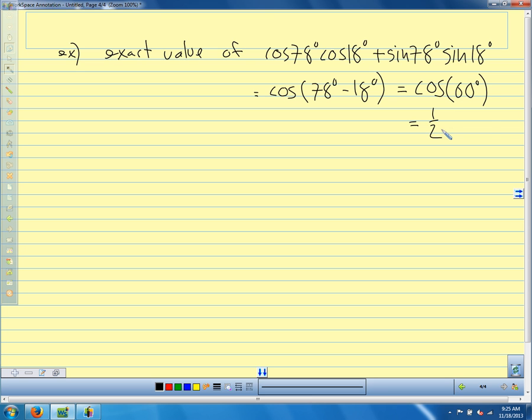So sometimes you'll be asked to recognize a form and move in the other direction. All right, questions on that example? All right, now we can verify one of our favorite identities.